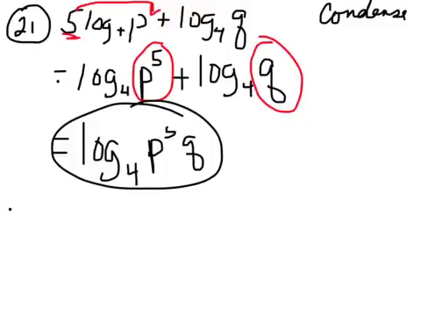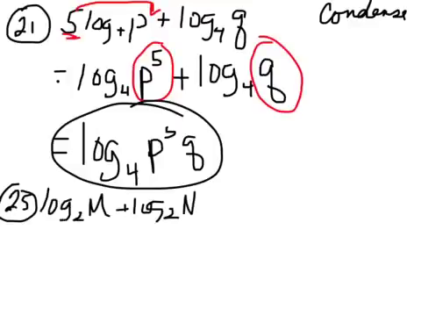Okay, let's try another one. I'll try to pick something that maybe uses some different rules here. Looks like we went all the way out to 31, so let me look at 25. So we have log 2 of m plus log 2 of n plus 3. All right, they're going to get a little tricky on this one.